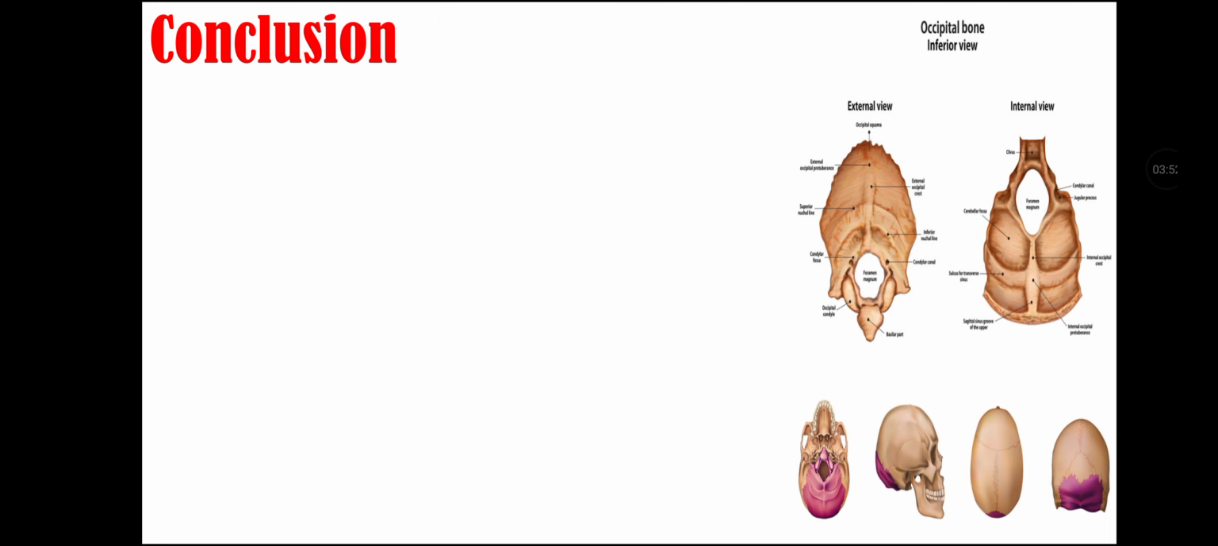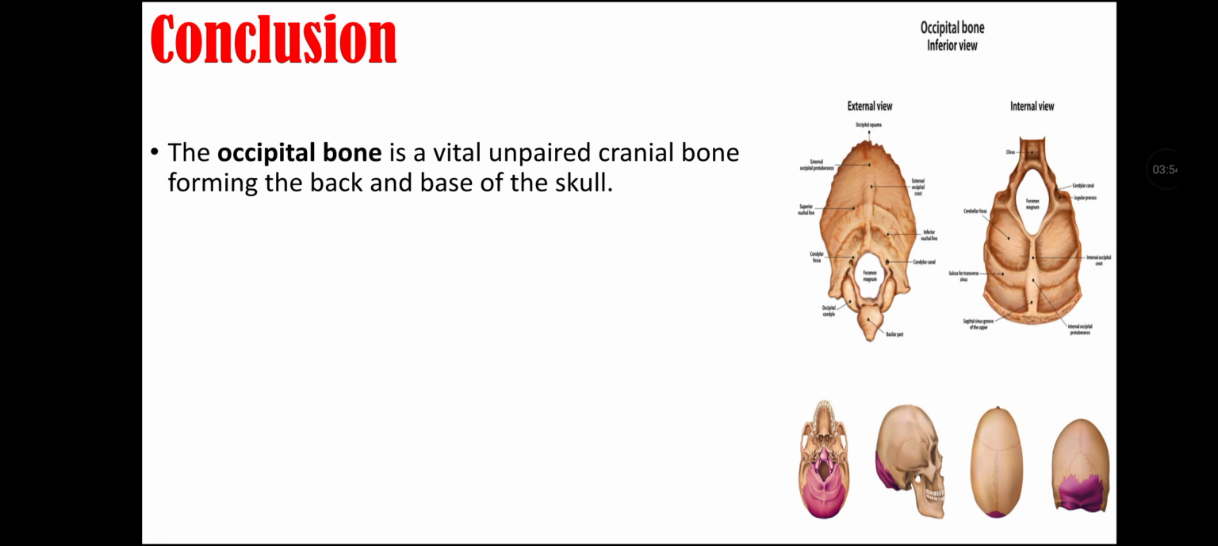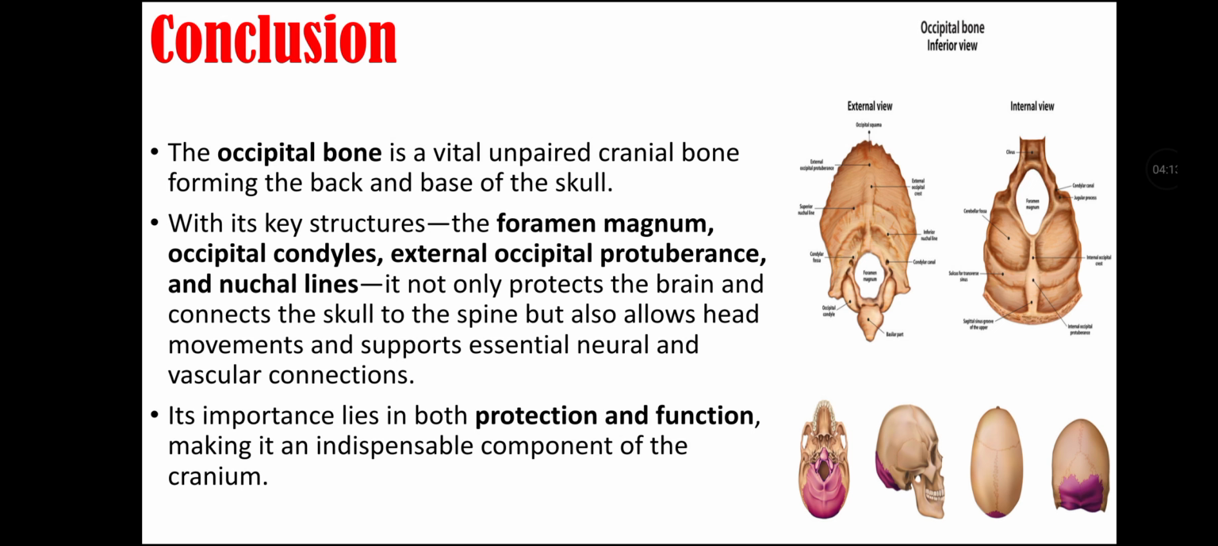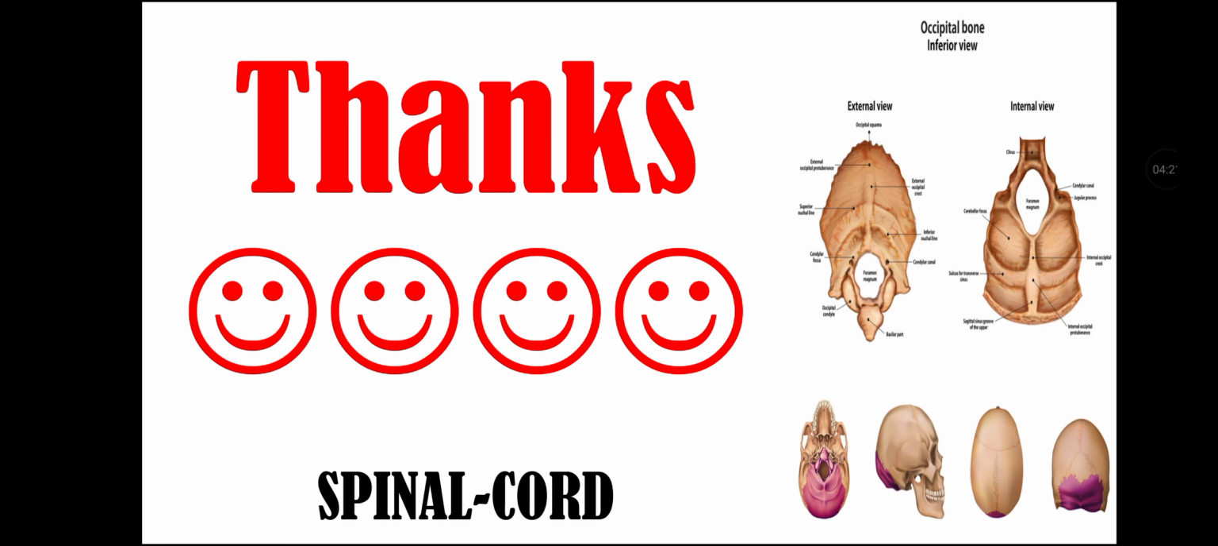Conclusion of this lecture video. The occipital bone is a vital unpaired cranial bone that forms the back and base of the skull. With its key structures, the foramen magnum, occipital condyles, external occipital protuberance, and nuchal lines, it not only protects the brain and connects the skull to the spine, but also allows head movements and supports essential neural and vascular connections. Its importance lies in both protection and function, making it an indispensable component of the cranium. And this is all about the occipital bone.